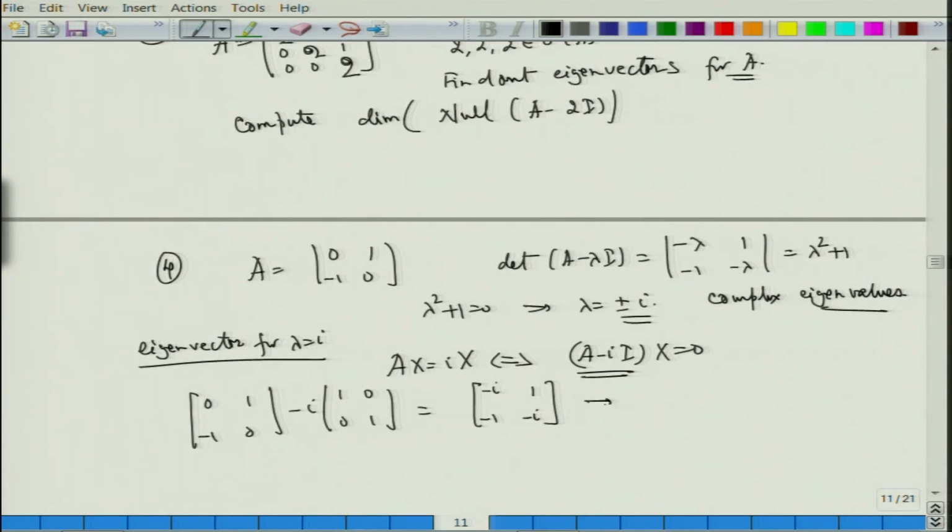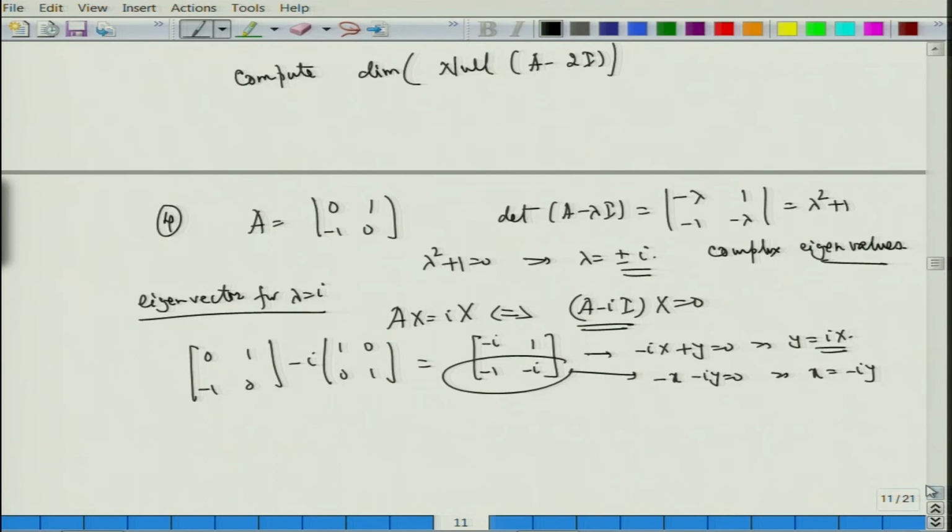I would like you to see that this gives me minus i times x plus y is 0, which implies y is equal to ix. You can also write it in terms of x using this. You can see here that I can write this as minus x minus iy is 0, which will imply that x is equal to minus iy. Fine. So whichever way you want, you can do that.